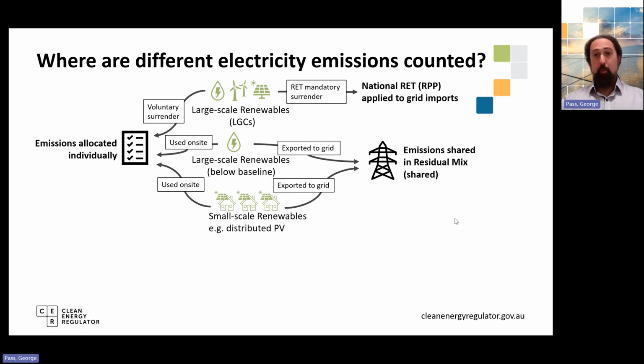And we also have small-scale renewables, for example, distributed rooftop PV. Now, for the purposes of market-based accounting, these are treated the same way as large-scale renewables that don't get LGCs. That is, there's no claimable certificate attached to it. And again, we'll talk about the STC side of things later. But because there's no certificate, it can be reported individually if it's consumed on site and without any certificate surrender requirement. And then when it's exported to the grid, it's not tracked in the grid, so it's essentially shared as part of the residual mix factor.